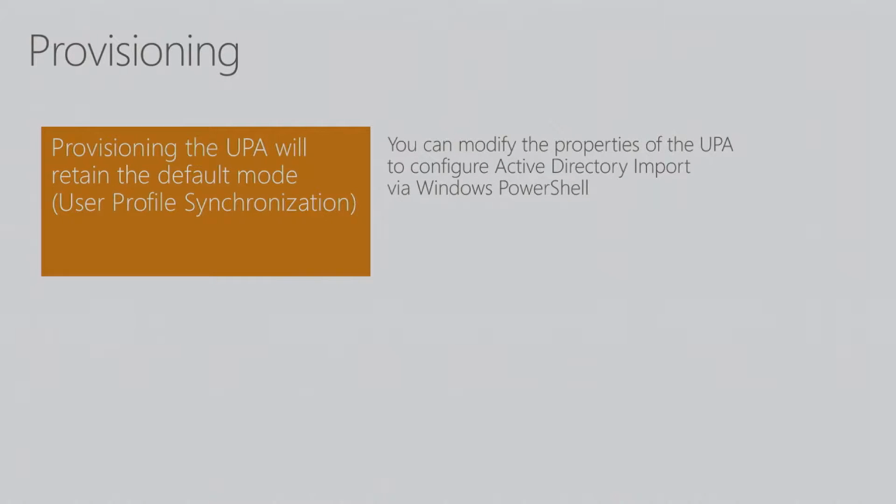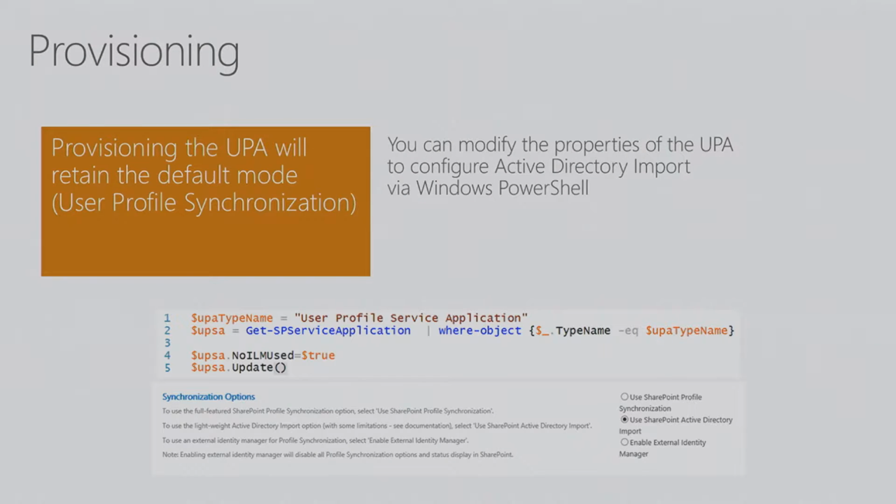Now, provisioning the user profile application will retain the sync database. It'll be an empty database, okay? So we no longer need it, but don't delete that database. It's just an empty database. You don't need to worry about high availability for an empty database, but please don't delete it because the user profile service application still thinks it needs to be there. This is slightly incorrect. We don't retain the default mode anymore because the default mode is now Active Directory import. But this is the toggle from the previous version to switch between the modes, and we just lose one of the options on this screen.